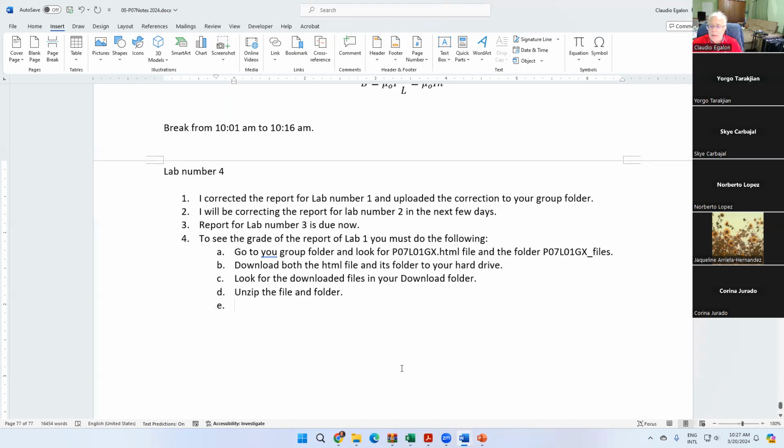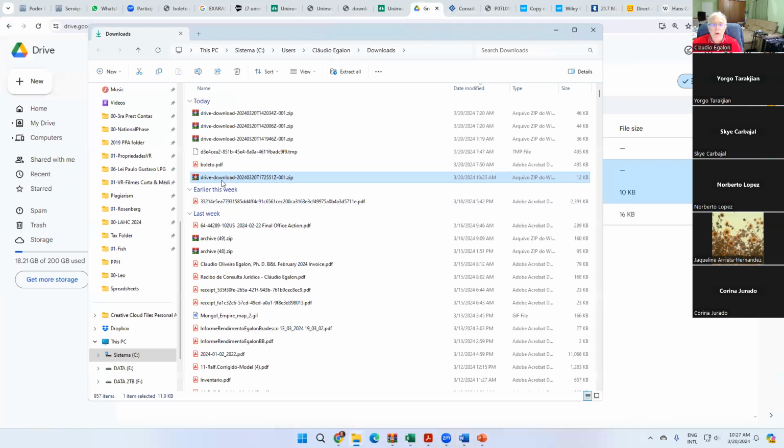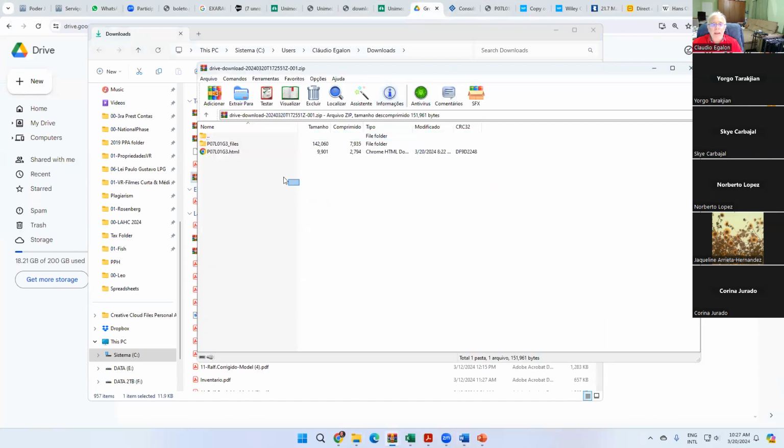I'm going to unzip it. All I have to do is to double click this zip folder, and then here you go. We have the file and the folder. Okay.